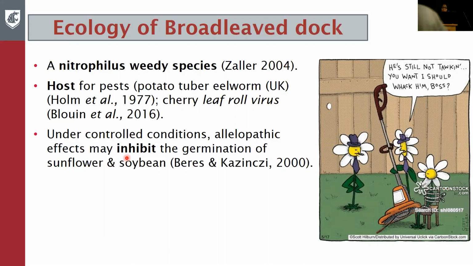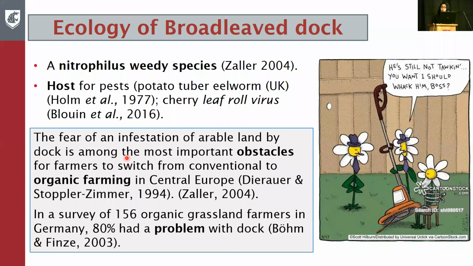Also, it is reported to be a host for several types of pests and diseases and to have allelopathic effects. Lately, it has been reported that it is really difficult to control this weed. Since it is difficult in conventional farming, I believe it is more difficult in organic. As you can see here, in 1994 it was reported in Central Europe that it had become one important obstacle for farmers switching from conventional to organic farming.